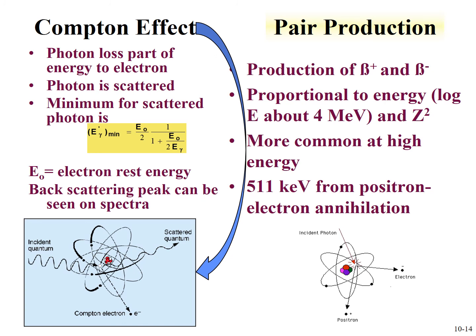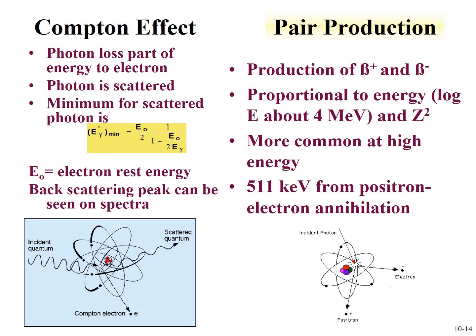The photon is scattered. There's a relationship between the energy for the photon and the electron rest energy. So we can talk about the electron rest energy and the photon energy, and that'll give us some minimum for the scattered photon energy. And it's also possible to observe a backscattering peak from this Compton effect. Compton effects are often seen in gamma detectors, where you'll see counts above the background that are at energies below a main photopeak.